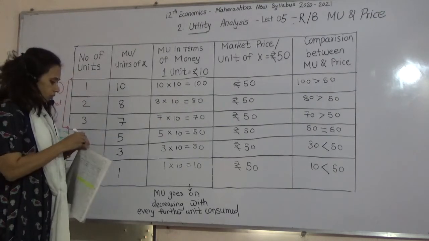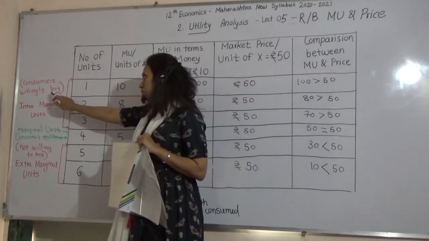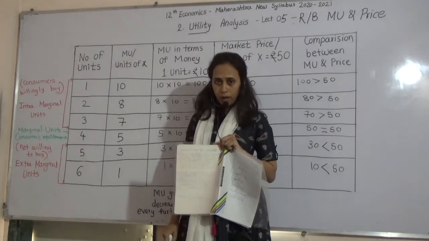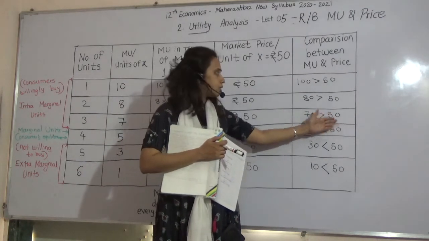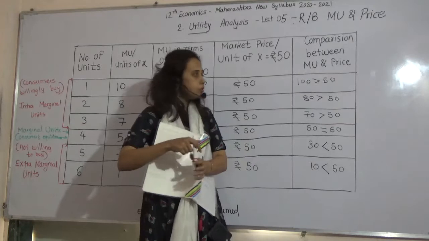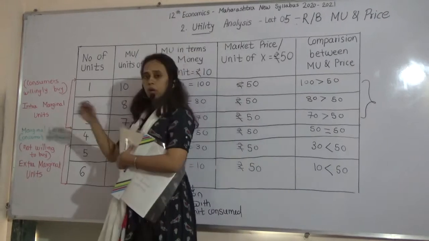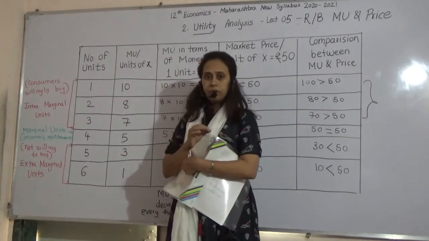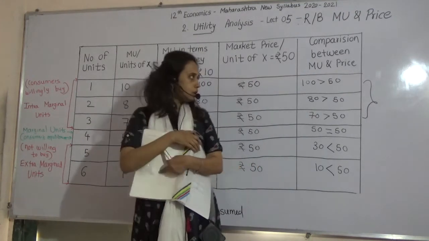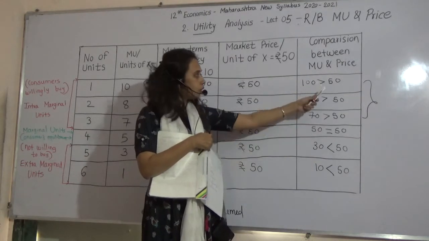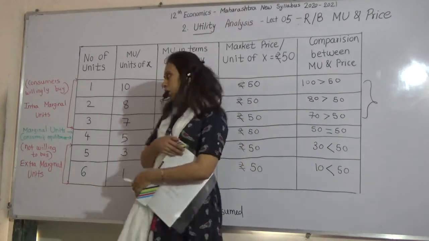decision. Now see, for first 3 units, consumers are willing to buy. Why are they willing to buy? Because here MU is more than price. That's why in these 3 cases consumers are willing to purchase. That concept is called intramarginal units. For first 3 cases, your MU is more than your price. That's why we call it intramarginal units.